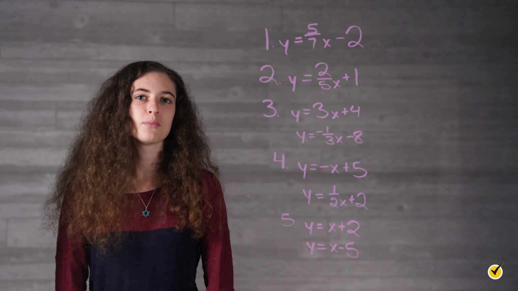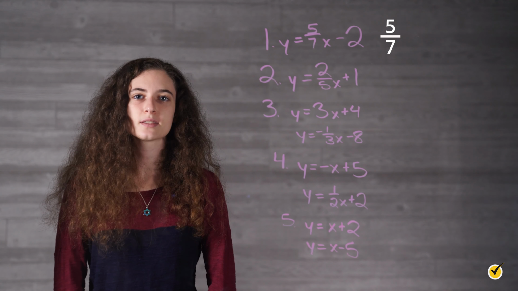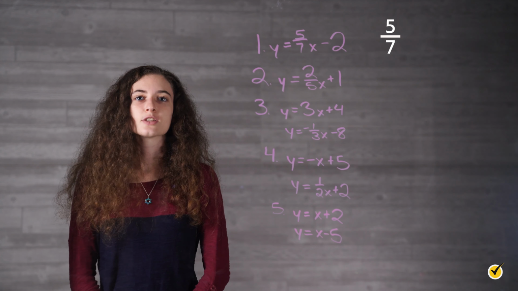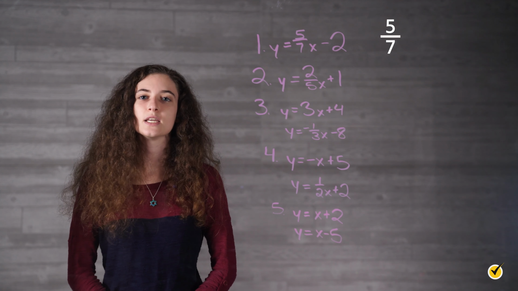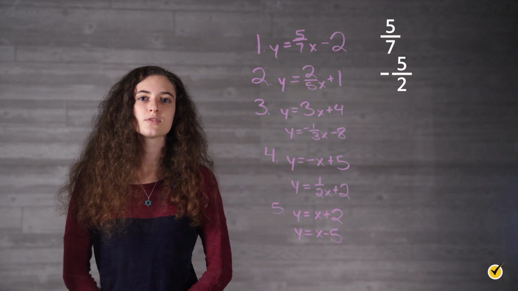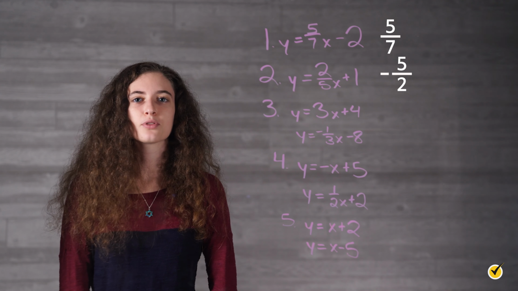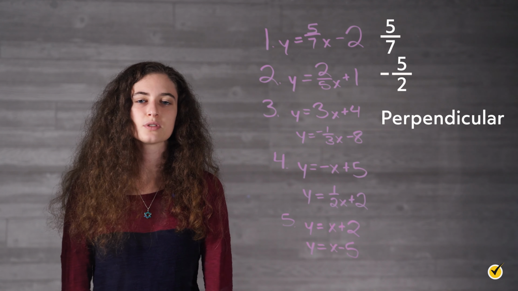The answer to example 1 is the slope of this parallel line is equal to 5/7. Remember, parallel lines have equal slope. The answer for example 2 is the slope of this perpendicular line is equal to negative 5/2. Remember, perpendicular lines have slopes that are opposite reciprocals. The answer to example 3 is perpendicular. The slopes are opposite reciprocals.